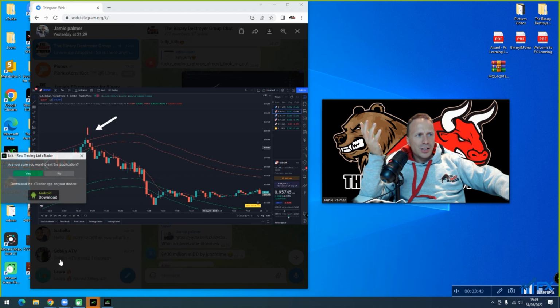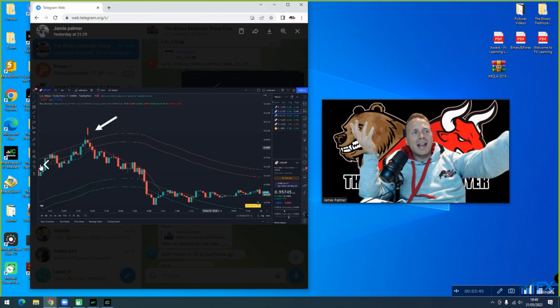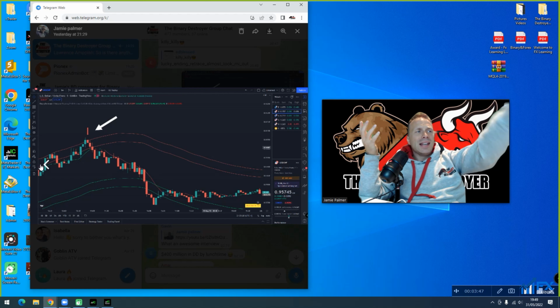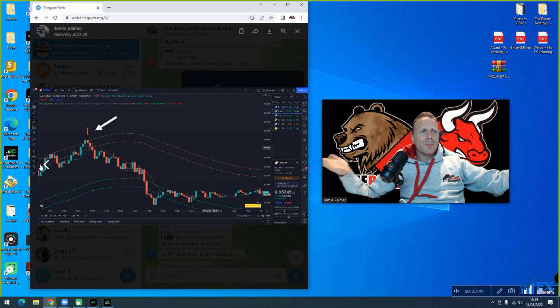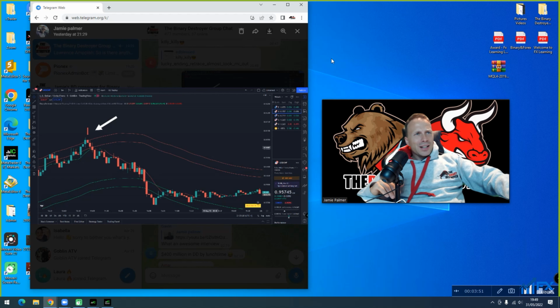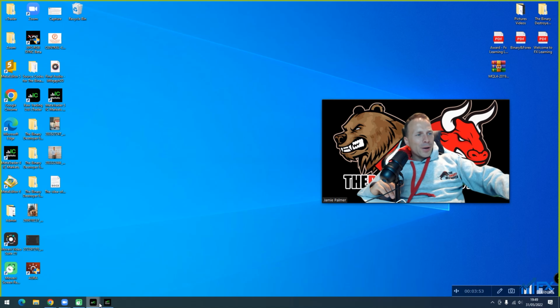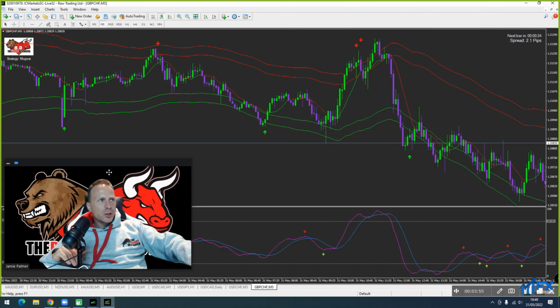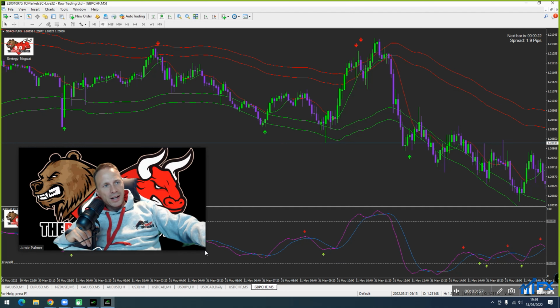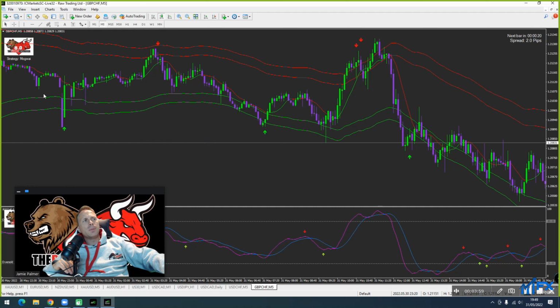I can't do this on Ctrader. Ctrader lets me delete it, but it doesn't come back up. Honestly, so frustrating. But anyway, let's go back to MetaTrader 4. So the first currency pair I want to break down is USD CHF, okay?